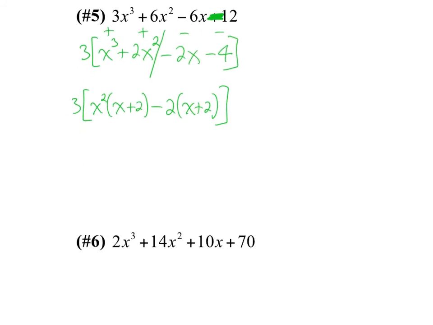And now we can go ahead and write our final answer without the square brackets. We're going to do 3 times x plus 2 times x squared minus 2. And there's our answer.